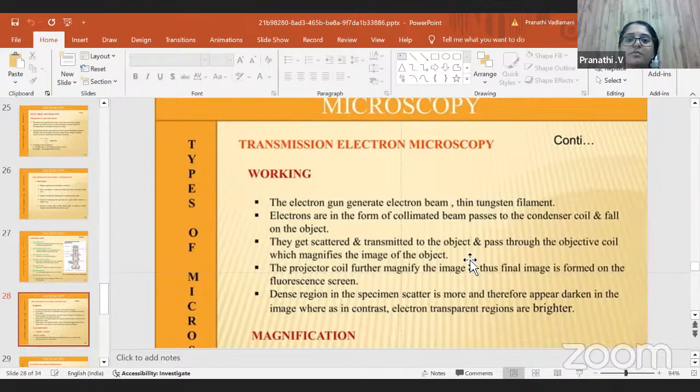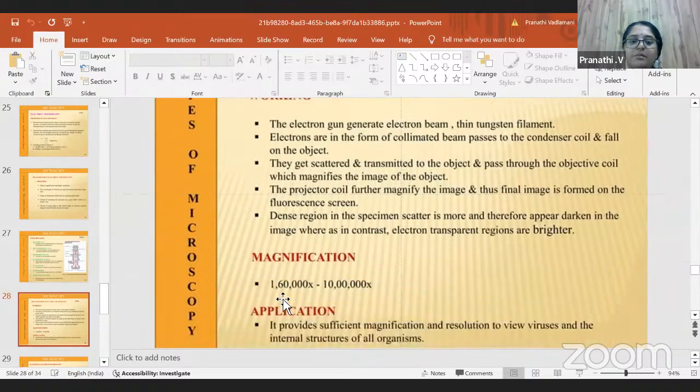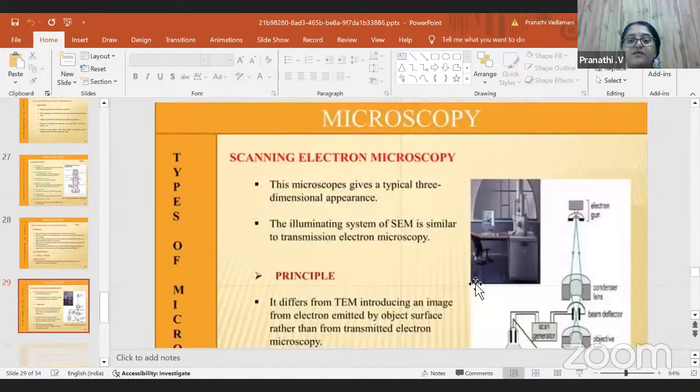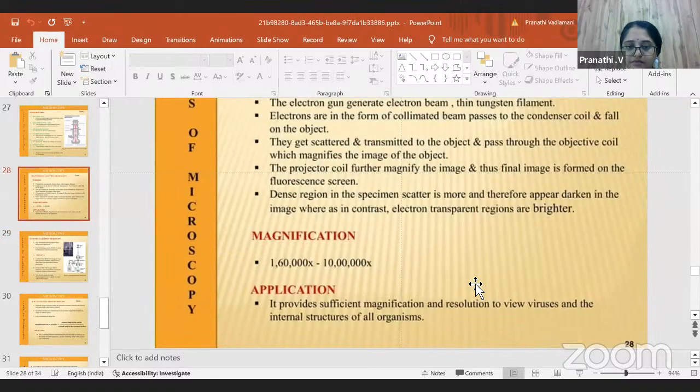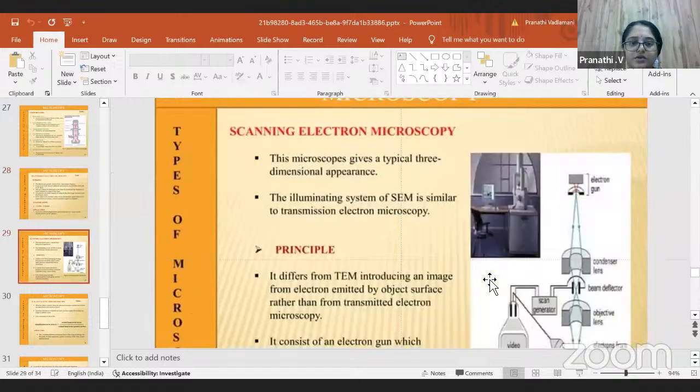The projector coil finally magnifies the image. The final image is going to be present on a fluorescent screen connected to your computer. So that is one thing. Magnification is almost 1,60,000 times to 10 lakh times. Where is it applied? Everywhere. Viruses, internal structures of all the organisms can be seen through this.